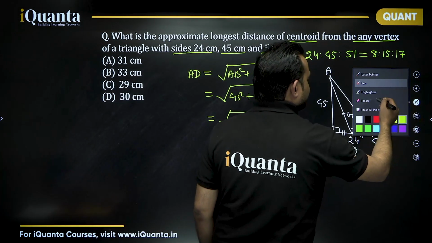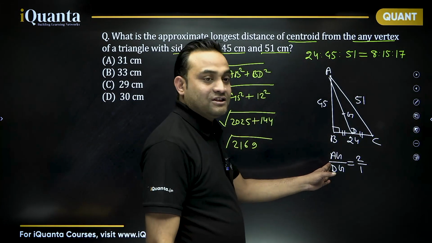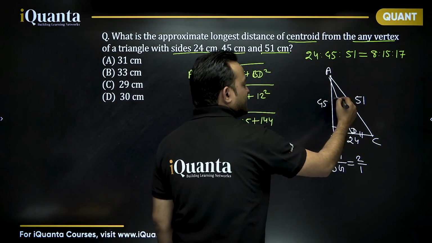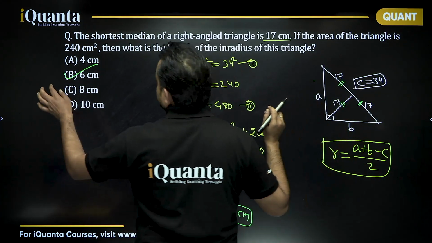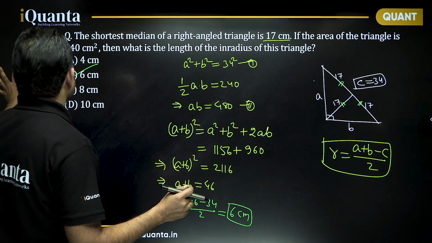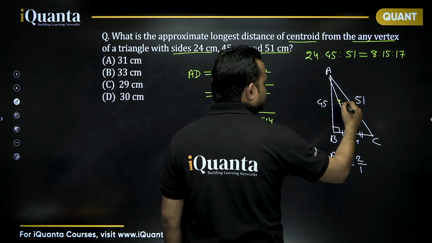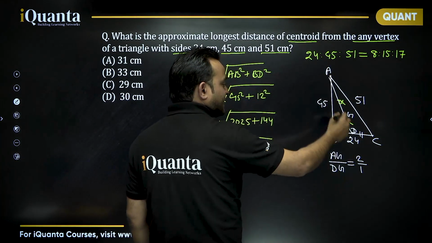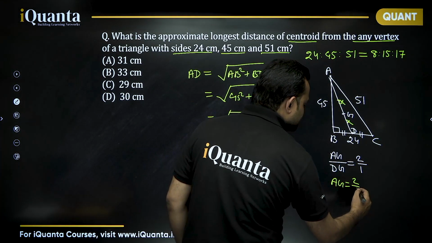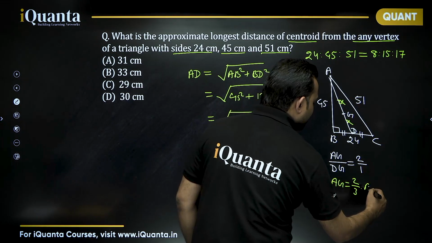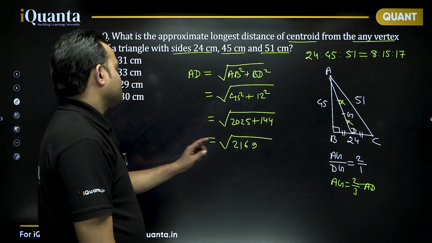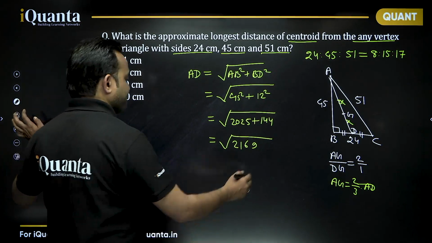Why? Because we need to find the length of AG. Can we say AG is to DG is 2:1? So if AG is 2x, GD will be equal to x, and AD will be 3x. So we can say AG will be equal to 2/3 of AD. So this is the value of the square root of 2169.